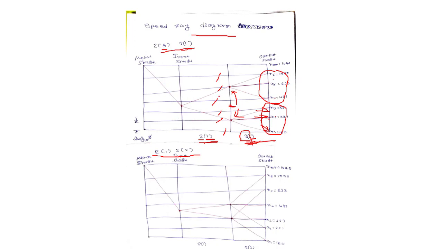And on the input shaft we just have to put a middle point between these 2 points. So this is the middle point of these 2 points on the intermediate shaft. Connect them by a line. And from the motor shaft we just draw a line like this, as this horizontal line is used for the motor shaft. So this is all about the speed ray diagram.